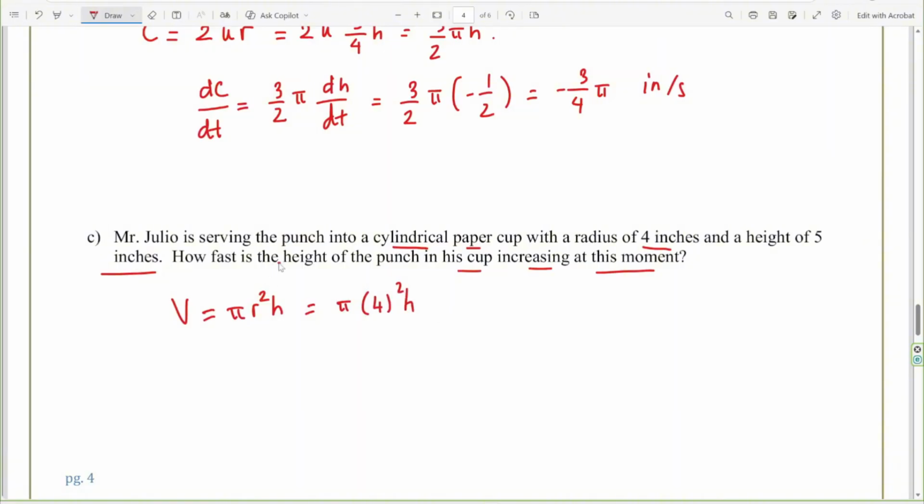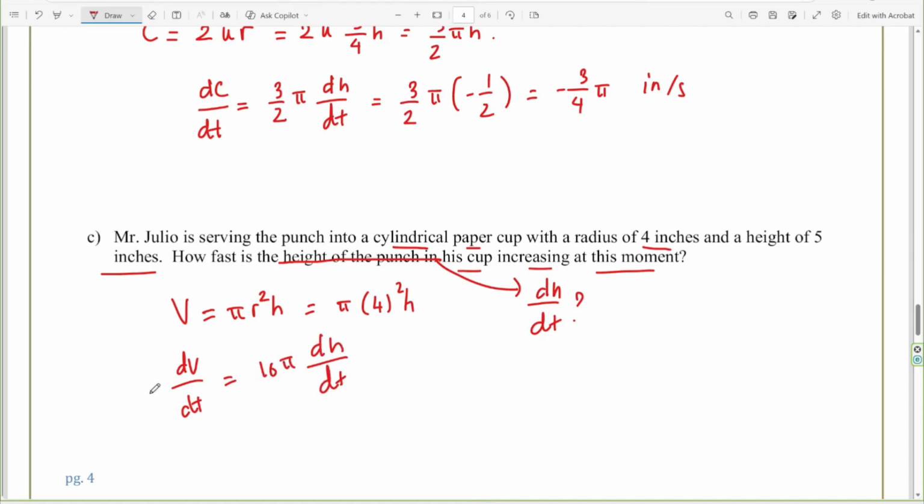Now remember, you need to calculate dH over dt. So you're not going to substitute 5 for h over here, because if you do that and take the derivative of both sides, it's going to be 0, right? So be careful, you need to keep that one. So you need to calculate dH over dt right here. Alright, so we just substitute 4 for r, right? So now, you're going to take the derivative of both sides with respect to t. So dV over dt equals 16 pi dH over dt.